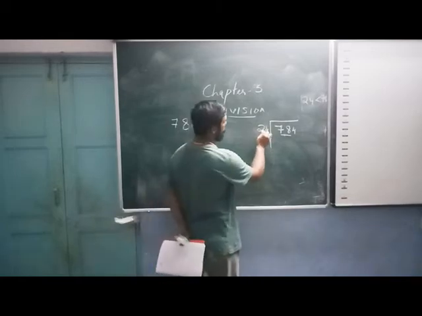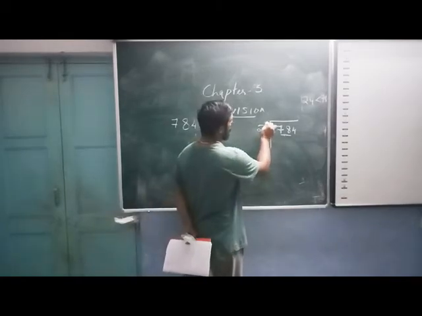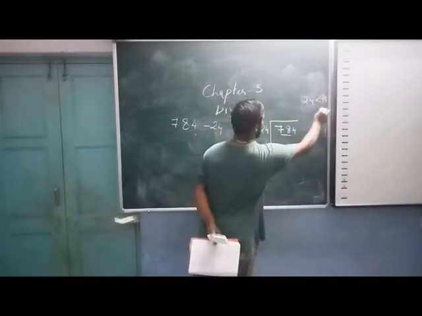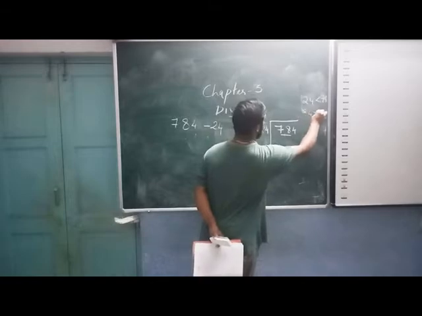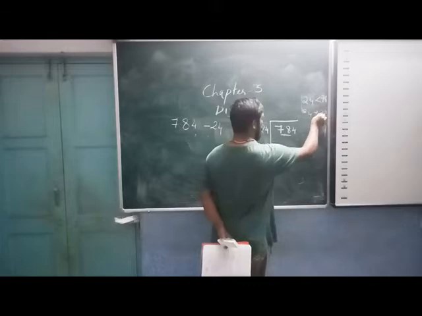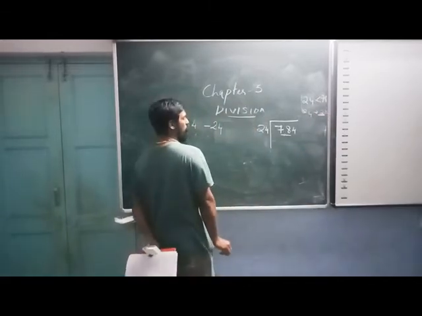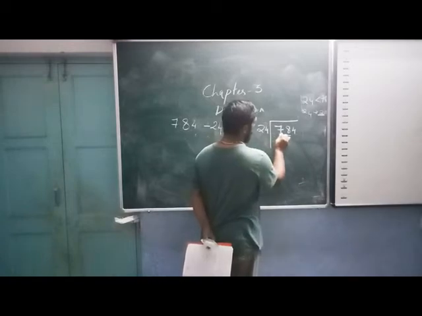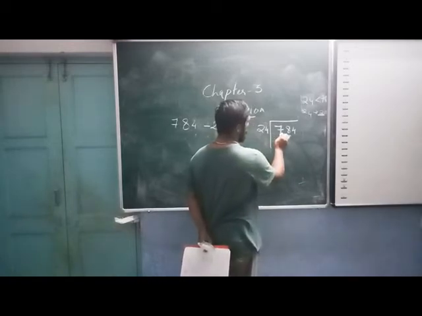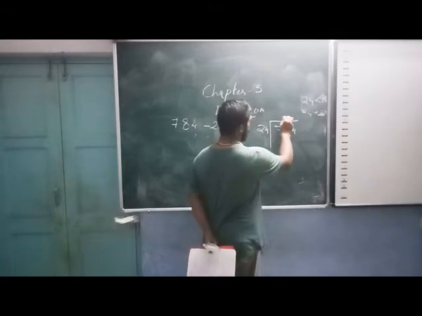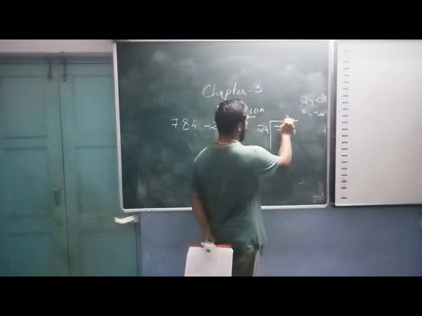First of all, we have to round off this number. Rounding off, 24 becomes 20. In that 20 we take 2. Now look at this number. How many times does 2 go into this number? 3 2s are 6. That's 3 times. So write the number 3 here.